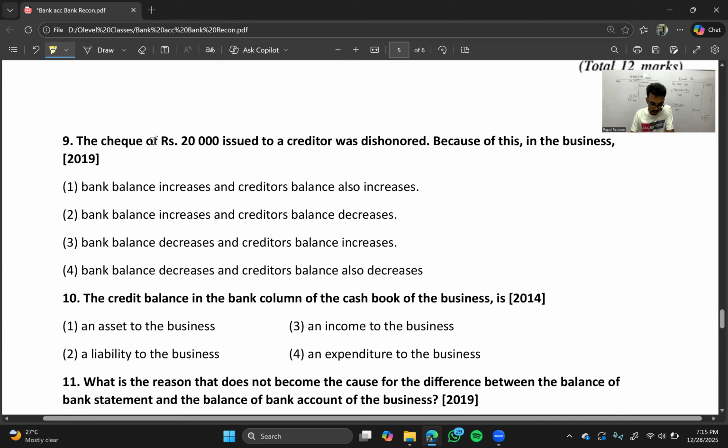When the check is issued, right? When you issue a check to a creditor, the creditor's balance will decrease, and in the meanwhile, the bank balance will also decrease. Both are decreased. But now what happens? The check got dishonored. So what happens now? We have to undo this. The bank balance will increase, and the creditor's balance will also increase. So the answer would be answer number 1. Answer number 1 will be the correct one.